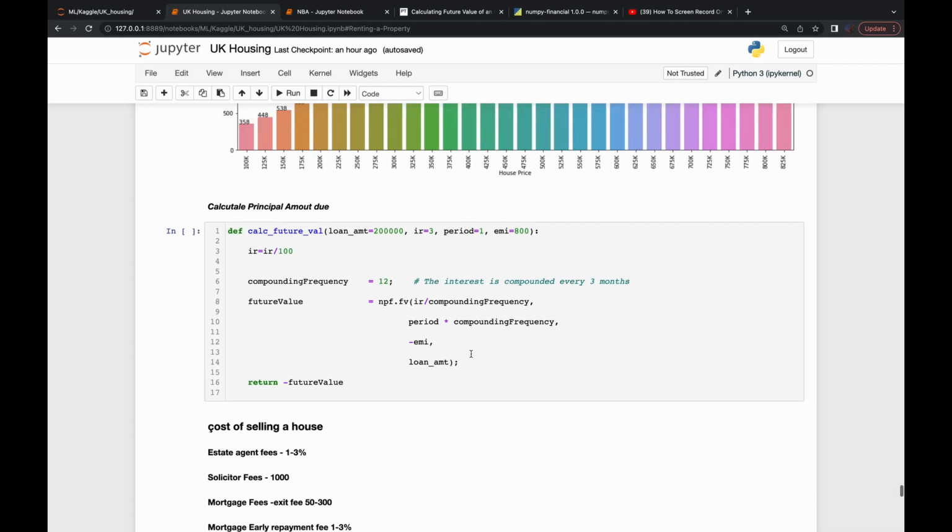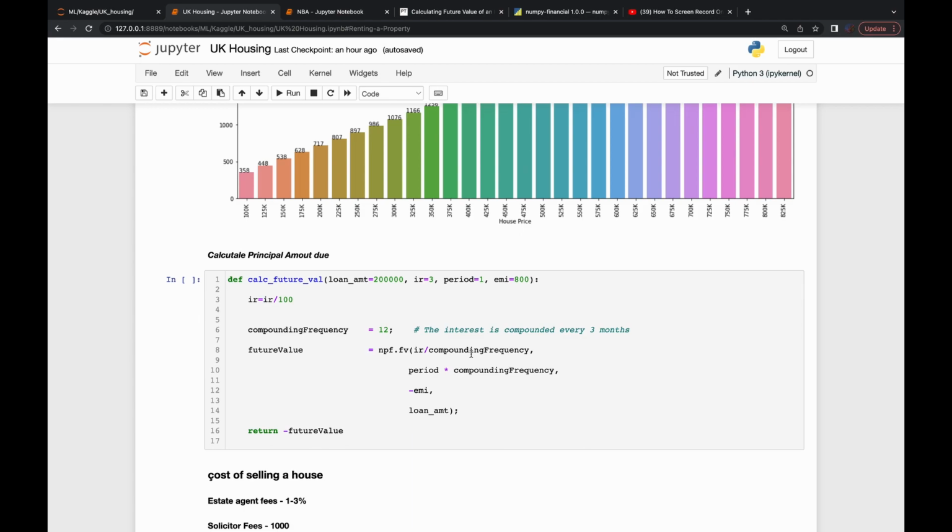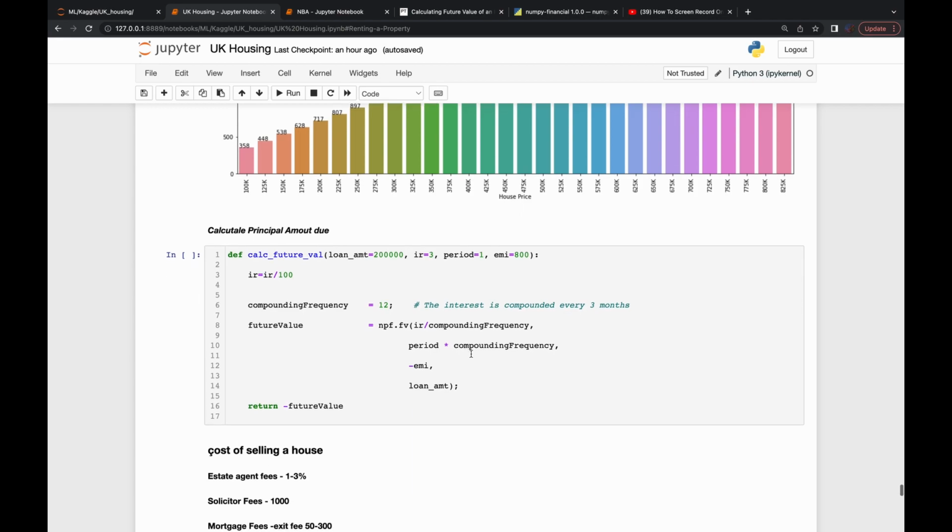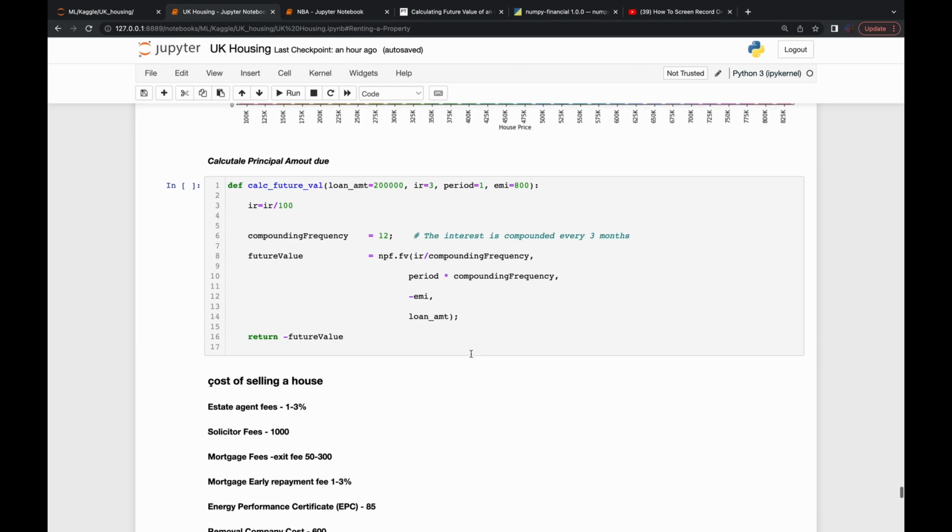Now let's try to calculate. We also have to calculate the principal amount due, which we'll use later on.